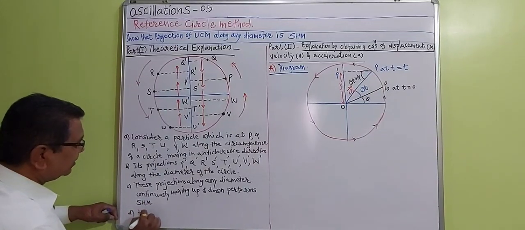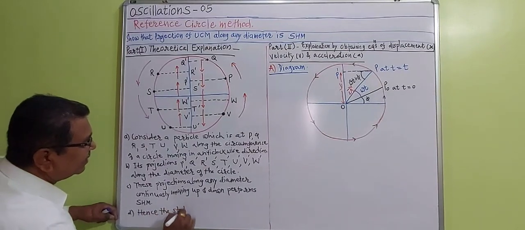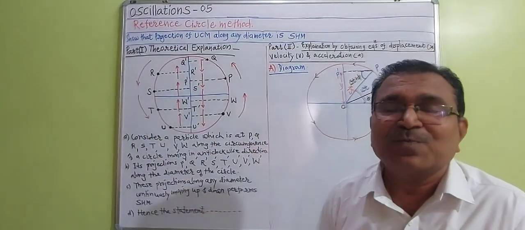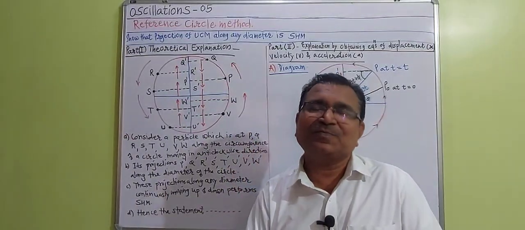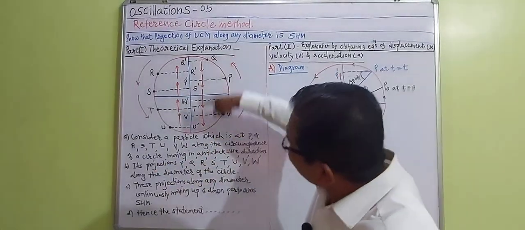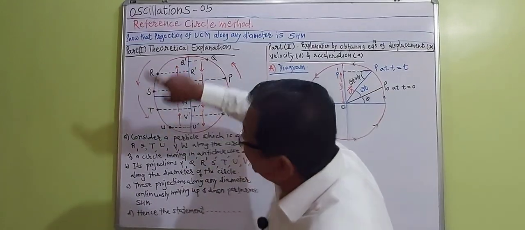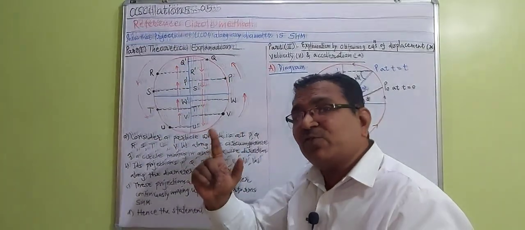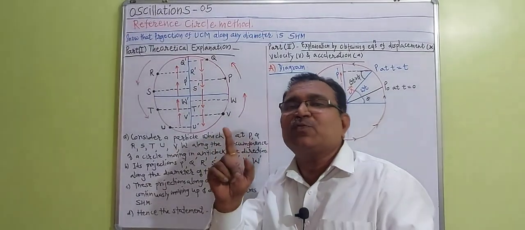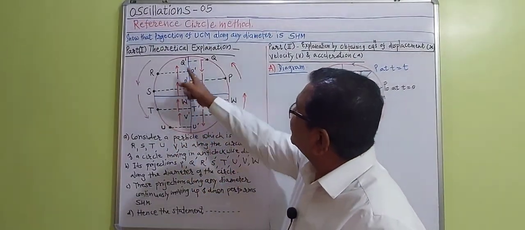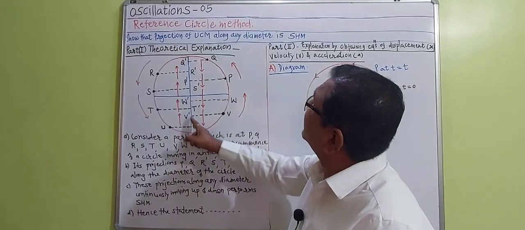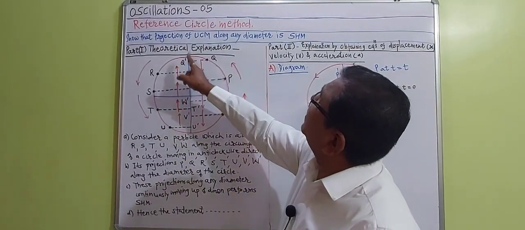Hence the statement. What is the statement? Hence the statement that the projection of UCM along any diameter performs simple harmonic motion. The particle is having uniform circular motion, and during uniform circular motion along the circumference of the circle, the projection of the particle at every position, as we have taken an example, P dash, Q dash, R dash, S dash, T dash, U dash, V dash, W dash, then again P dash, Q dash, R dash, S dash.